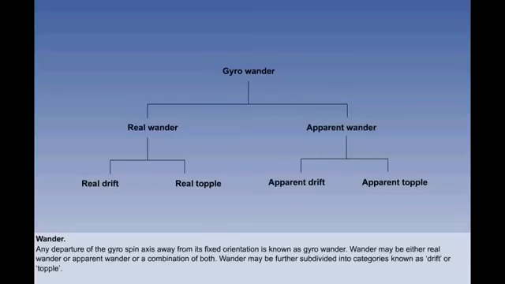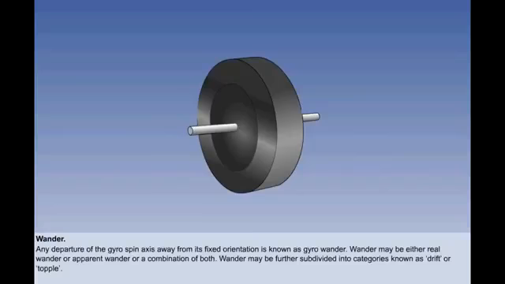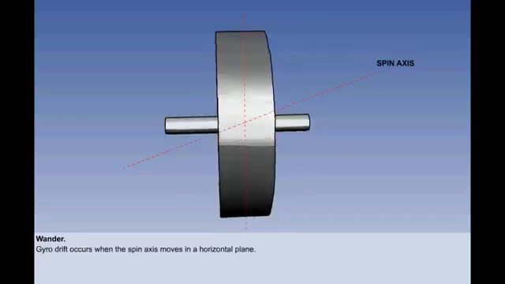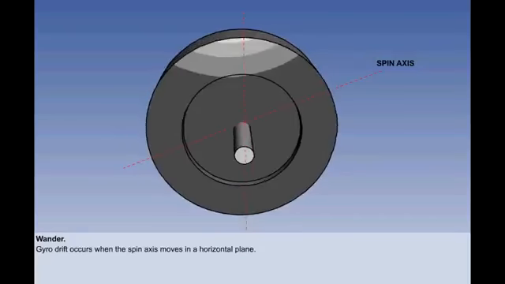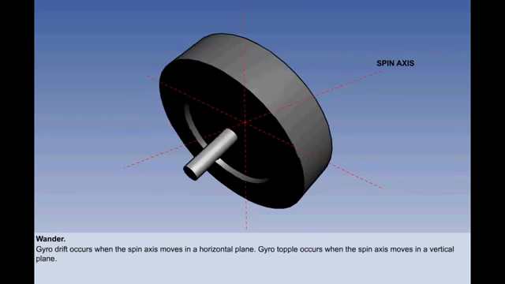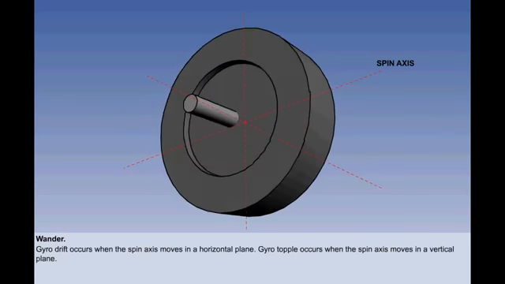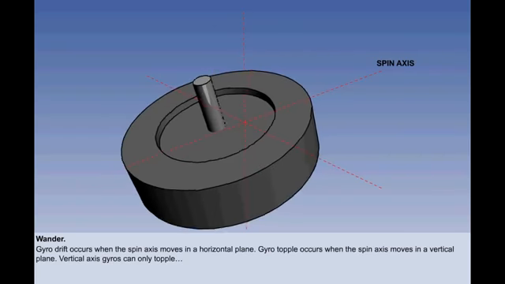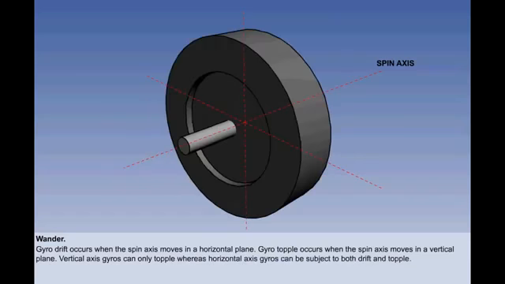Whether a gyro is said to drift or topple depends on the direction in which the gyro spin axis moves away from its original orientation. Gyro drift occurs when the spin axis moves in a horizontal plane. Gyro topple occurs when the spin axis moves in a vertical plane. Note that vertical axis gyros can only topple, whereas horizontal axis gyros can be subject to both drift and topple.